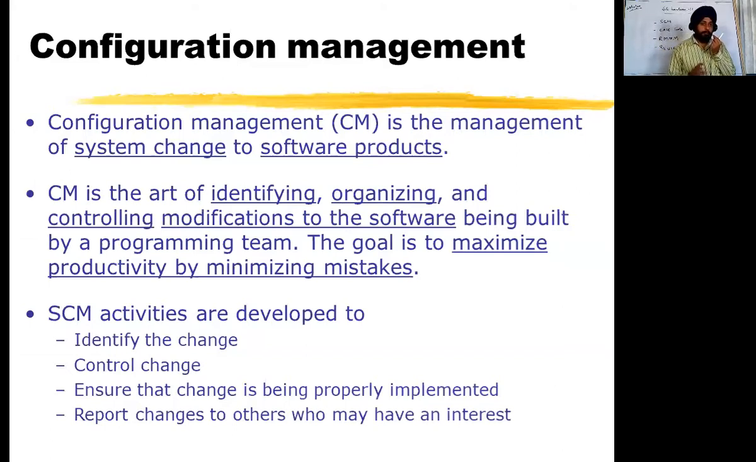The goal is to maximize productivity by minimizing mistakes. The overall goal is optimizing your software product. Some of the activities carried out during SCM are: identify the change. First, we have to identify what change has to be brought in, so that if there is some problem in your software, we know how this problem has to be solved.